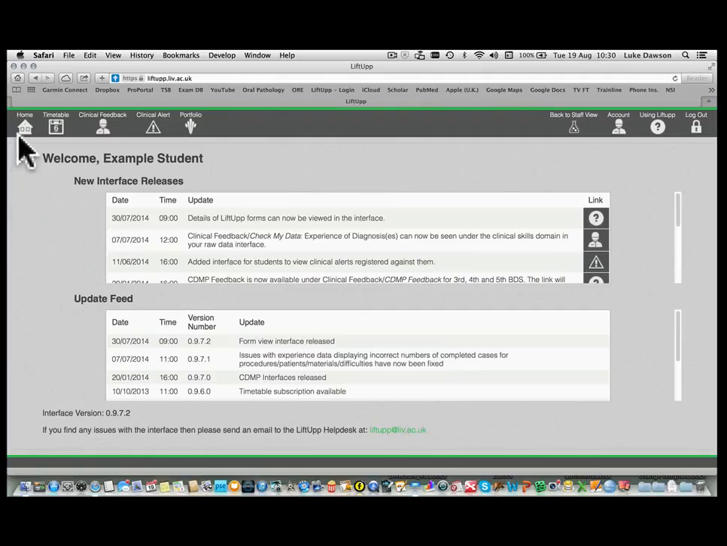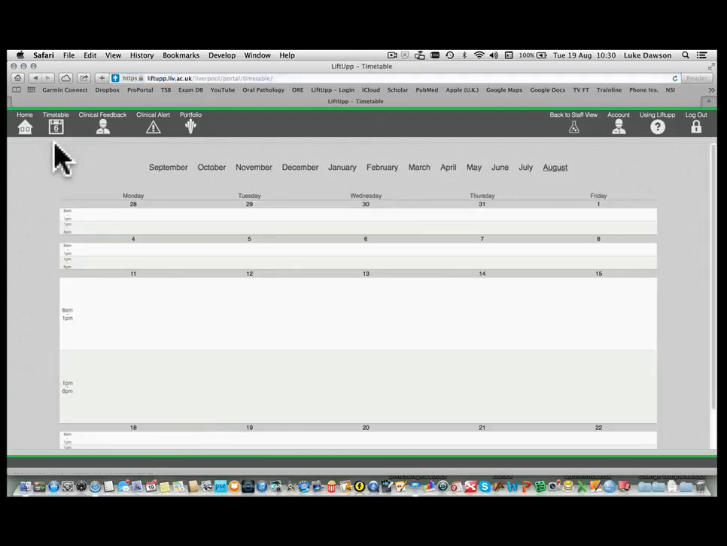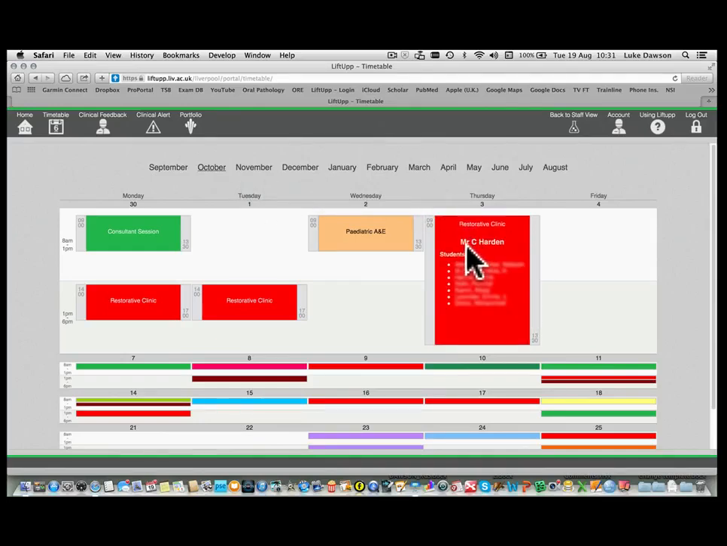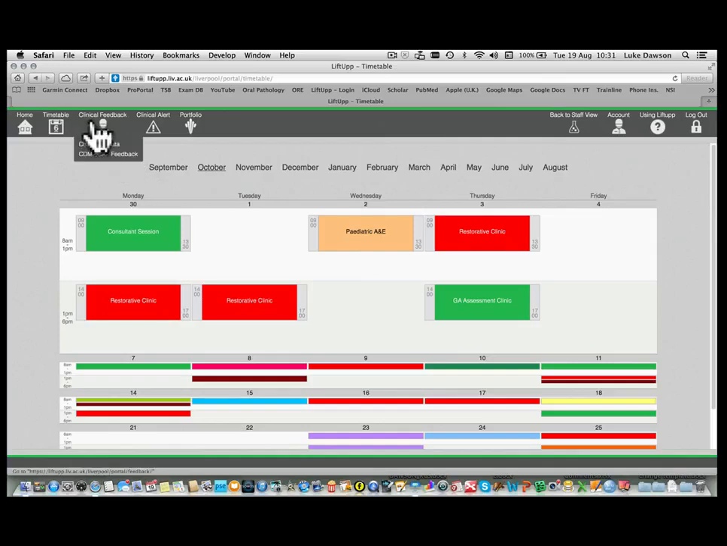Up here we have the home. Depending what's switched on, you may have a timetable, and you can check your timetable. So for this student here, I have no idea who they are because it's picked one of our final year students at random. You would be able to hover over a date and you'd see the clinic. This was a restorative clinic. This is Mr. Harden, who's one of our tutors, and these would be the students that Mr. Harden had on that clinic at that time, and you would be one of them. You can also check your data.